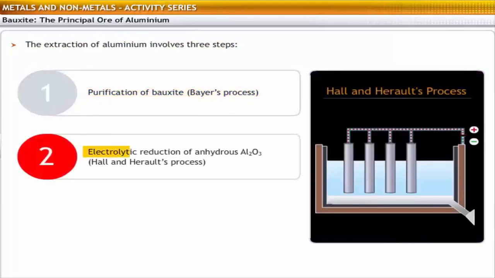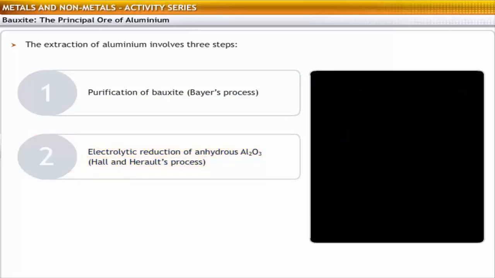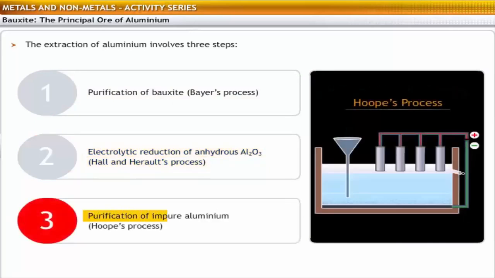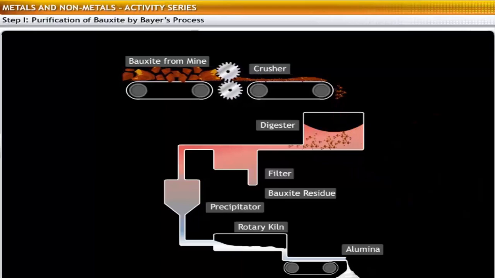Next, the electrolytic reduction of anhydrous Al2O3 by Hall and Herold's process. The last step is the purification of impure aluminium by Hope's process. The first step in the extraction of aluminium is the purification of bauxite through a process called Bayer's process.